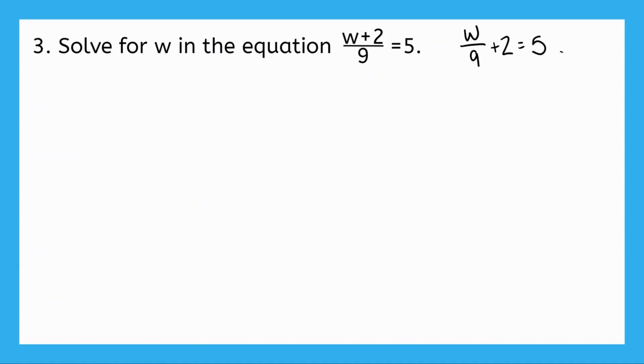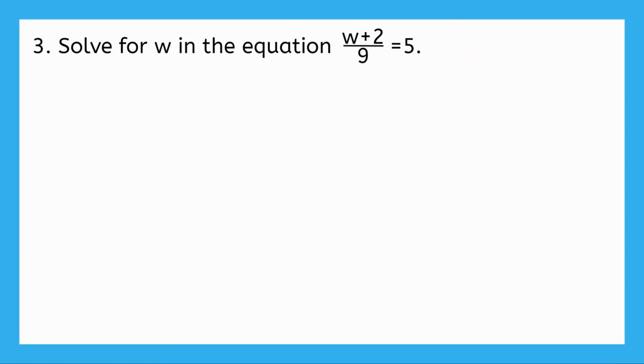What's different about these? Oh, I see. In the last problem, only the w was being divided by 9. But in this problem, the w and the 2 are being divided by 9. So how does that change how I need to solve this equation? It doesn't change the operations. Does it change the order that those operations are happening in?